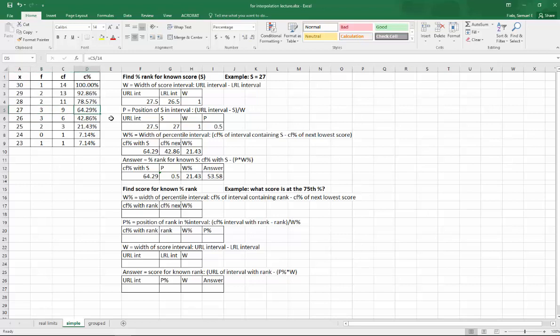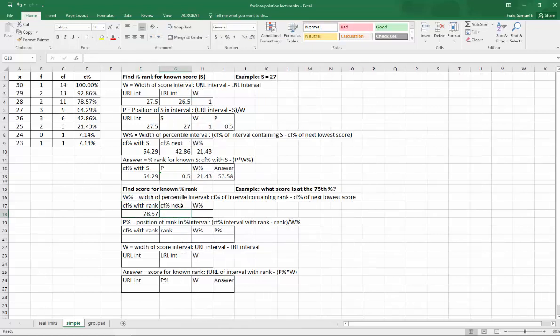Well, it can't be here. This is at the 64.29th. The 75th percentile is above that, so it's not in there. It's got to be somewhere in the next one above it, right? Because the 78 includes 75. So that is 78.57. It's in there somewhere. And then you have the cumulative frequency of the next lowest. We always drop down to the next one. It's that 64.29.